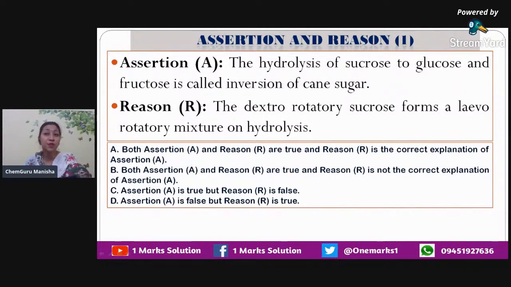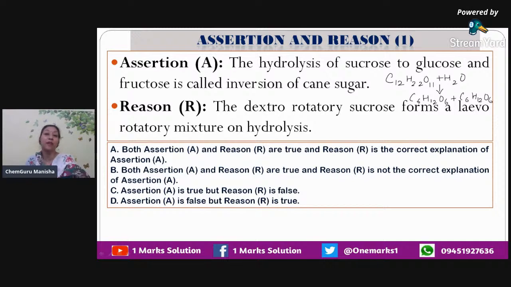The hydrolysis of sucrose to glucose and fructose is called inversion of sugar. C12H22O11 is sucrose. When it undergoes hydrolysis, you get two molecules of C6H12O6, and one of it is glucose and another is fructose. So yes, the hydrolysis of sucrose is called inversion of sugar because you can invert this reaction. If you combine this reaction, you will again get back the reaction.